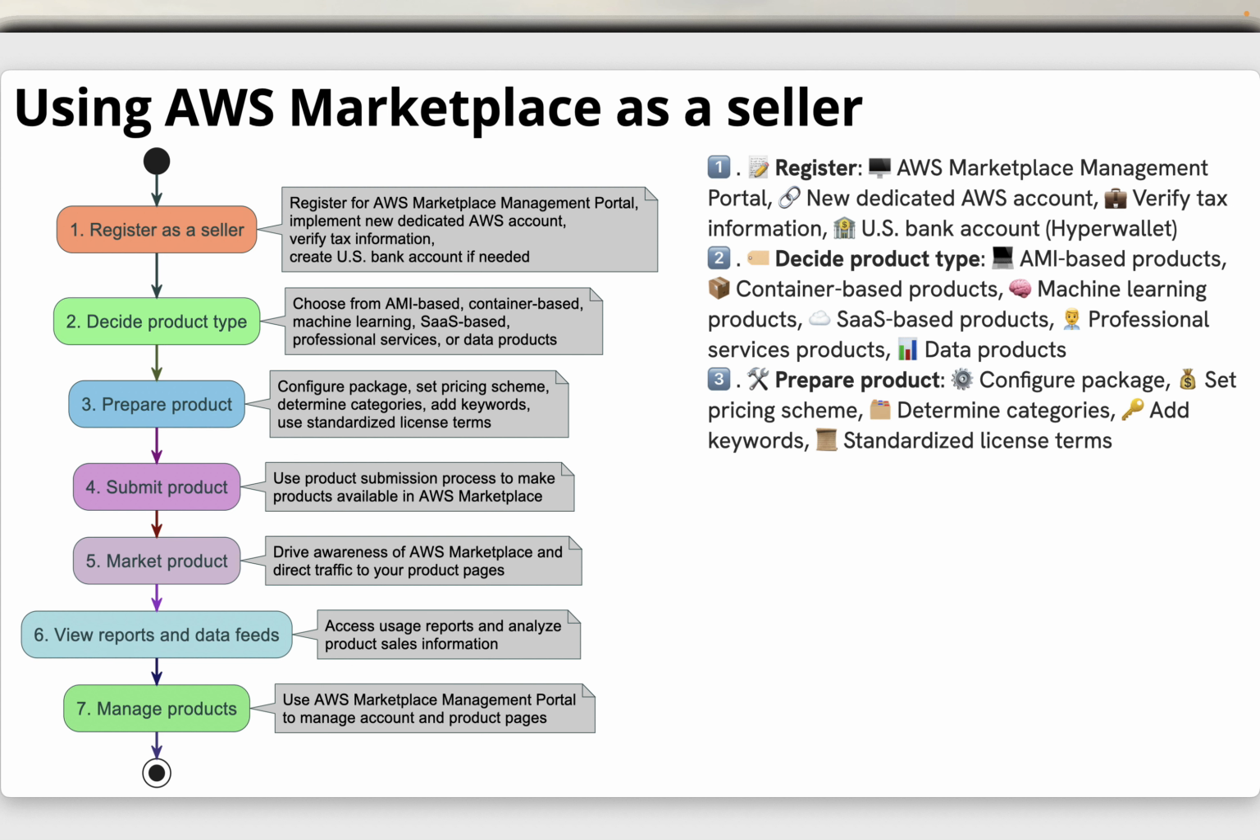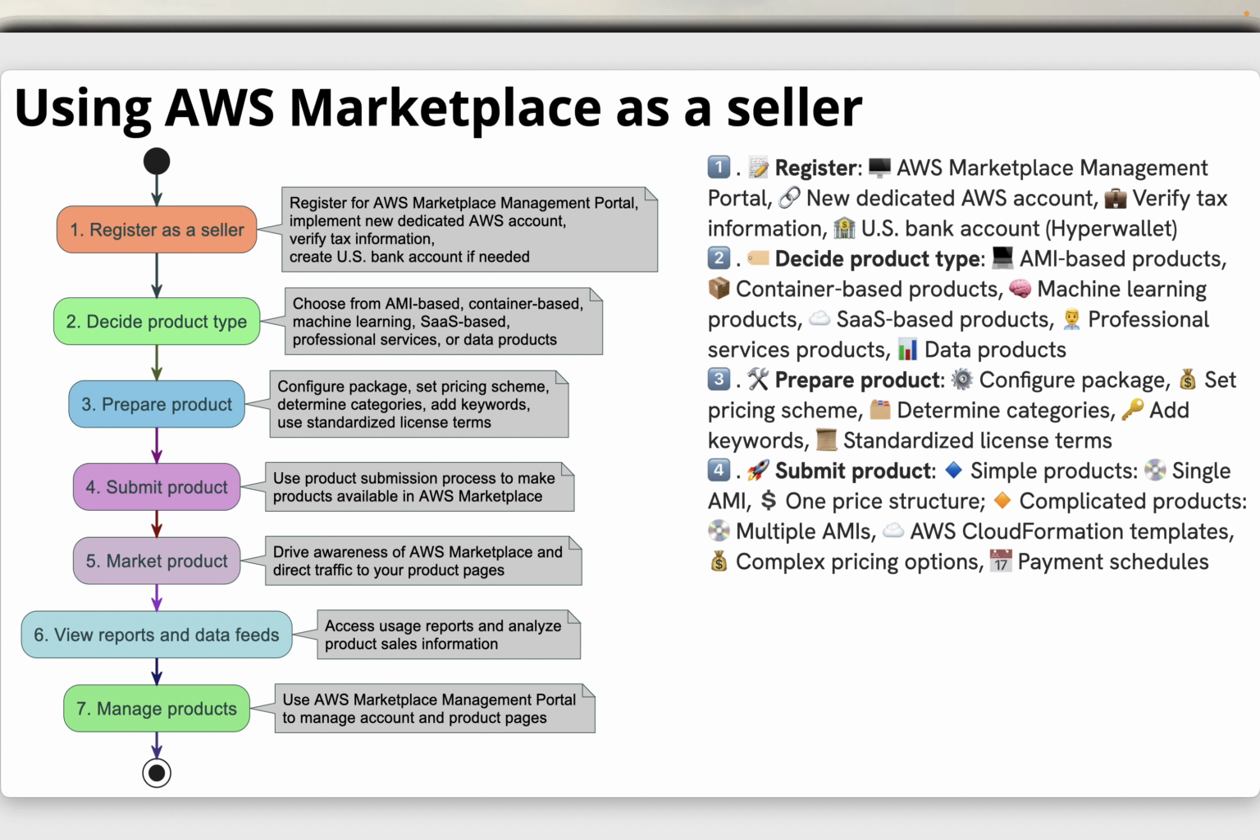Third step is you prepare the product. You configure your package, set a pricing scheme, determine the relevant categories in which to list your product, and add keywords so your product appears in relevant searches. To simplify the procurement process, you can use standardized license terms for both public product listings and private offers.